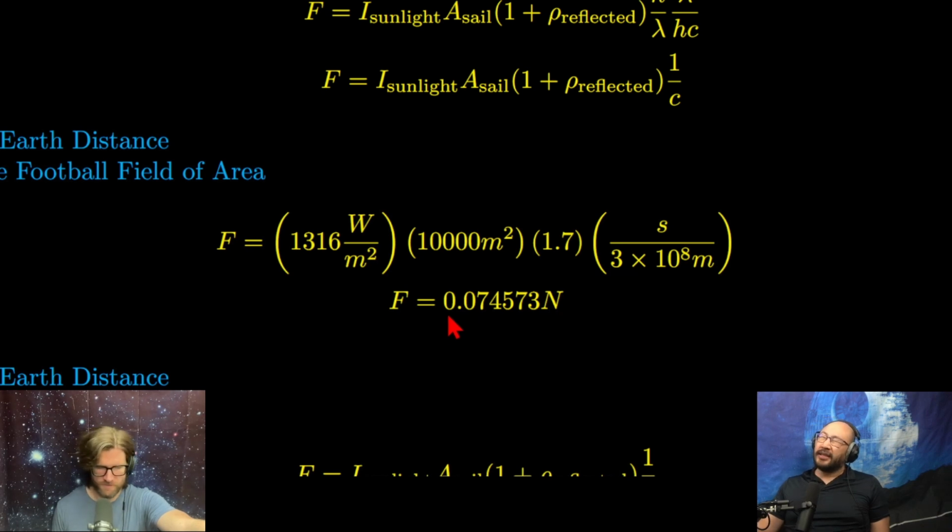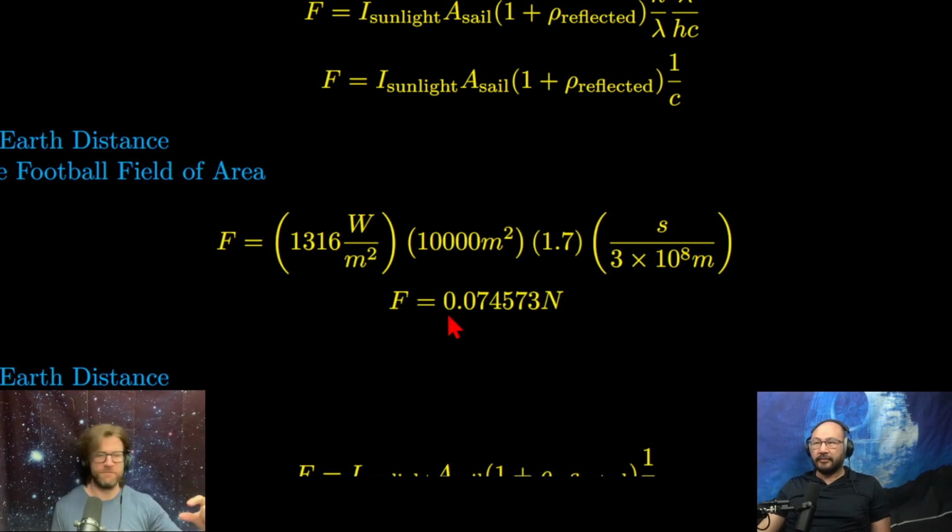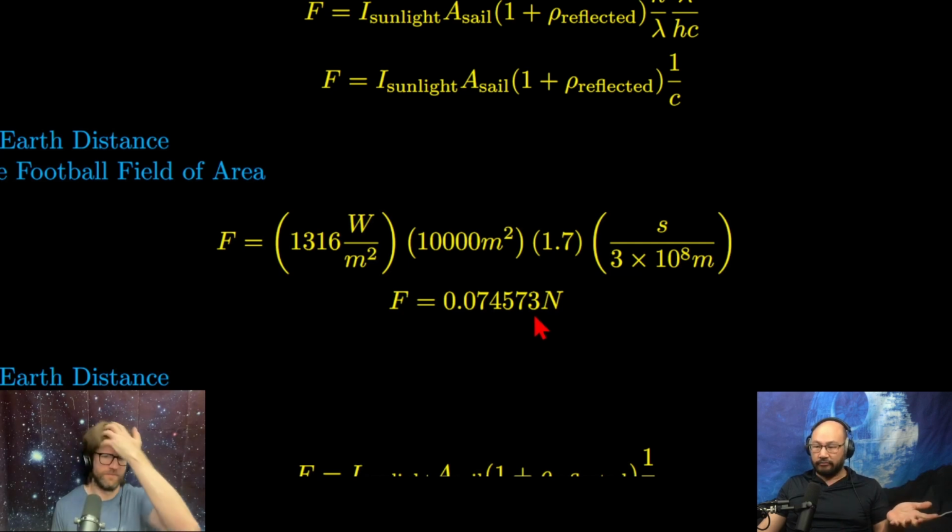How much is a pound? One kilogram is about 2 pounds, so it's about 5 newtons per pound. So 10 newtons per kilogram, about 5 newtons per pound, roughly. If I were to lift a 1 pound weight, I should get 5 newtons, and this is significantly smaller. So this is really like nothing. Real small. So a football field sail isn't going to do it at Earth distance.